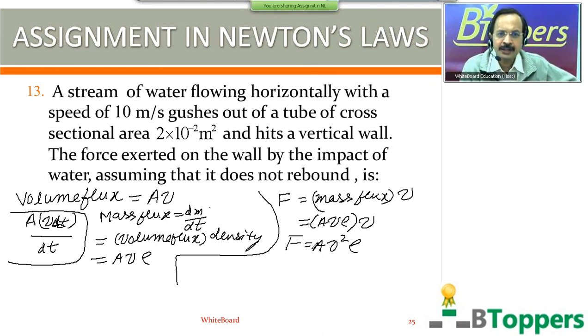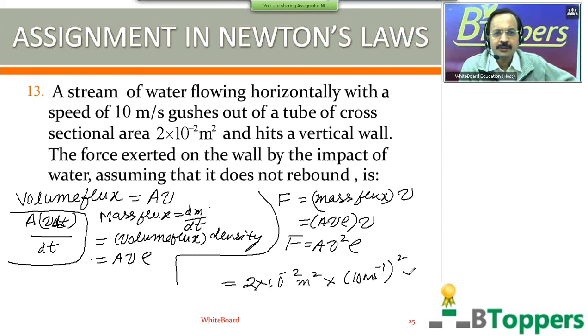So you can substitute here area of cross section 2 into 10 power minus 2 meter square. v is 10 meter per second. Density of water is 10 cube kg per cubic meter. So you get as answer 2 into 10 cube Newton, or 2000 Newton, is the answer.